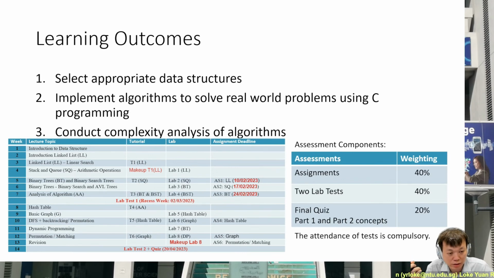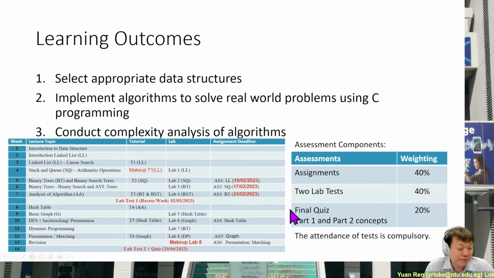Take note that assignment-wise, as Dr. Owen has talked about, it is 40%, which means his part, 3 assignments, is 20%, and my part is another 20%. For the lab test, the coming one next week is 20%. Then week 14 is 20% plus the final quiz, another 20%. In other words, week 14 is 40%. Attendance of the test is compulsory, meaning that if you fail, you get 0 marks in that 40%, and unlikely you can pass this module if you're not attending.